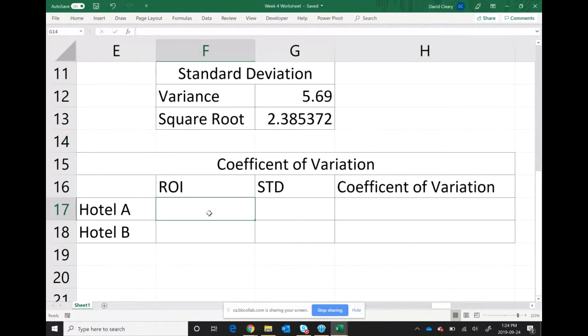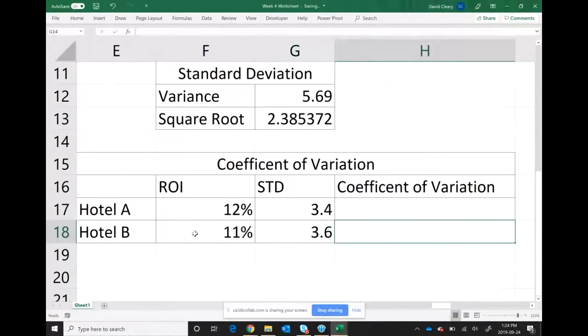So the ROI for Hotel A was 12%. The standard deviation was 3.4. And Hotel B was 11% for an ROI, and the standard deviation was 3.6. If we go back to the previous slide, recall that your coefficient of variation is the standard deviation divided by the expected return. In this case, your return on investment, or ROI.